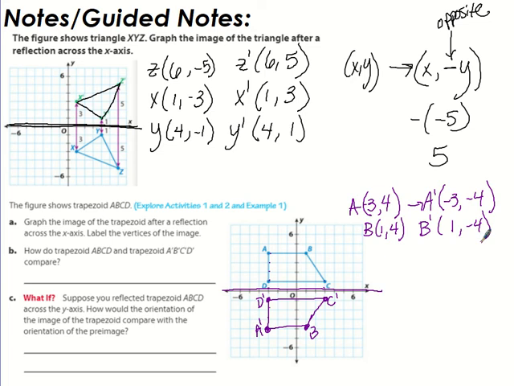So how do these two trapezoids compare? We would say that they're actually congruent. Everything about them is the same. Their side lengths are the same. Their area is the same. Their perimeter is the same. We would say that they're actually congruent. Okay? They're completely congruent with each other.